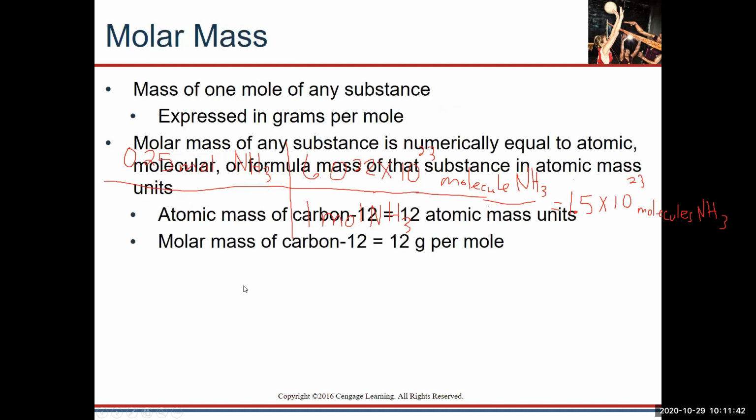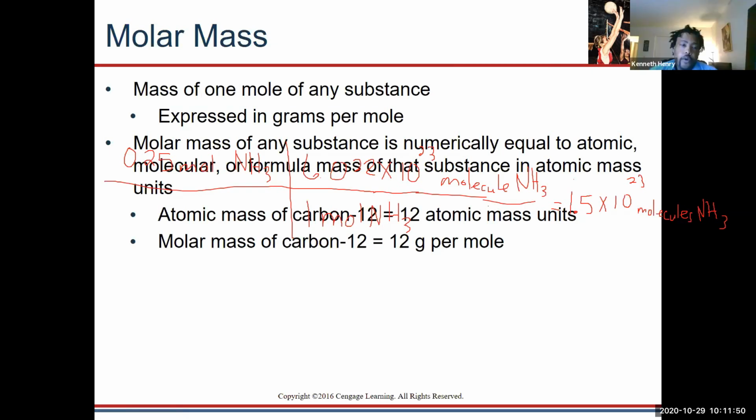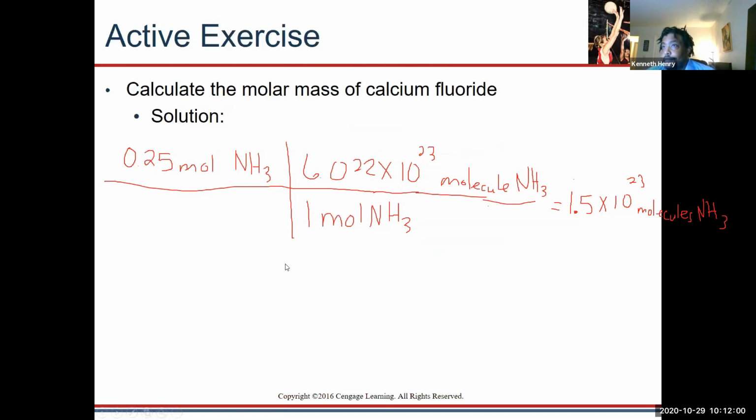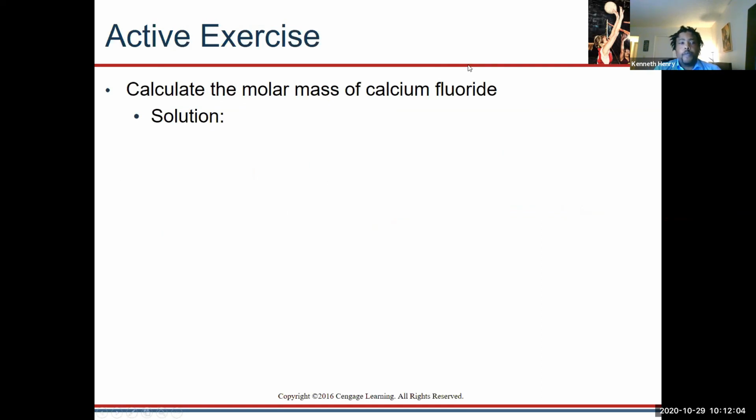So would the same conversion be the same thing to find atoms too? Yep. Okay.